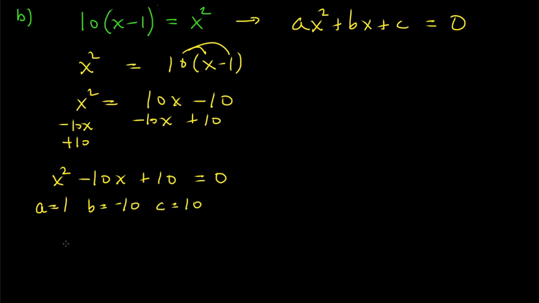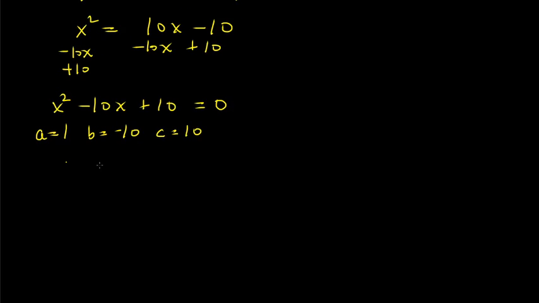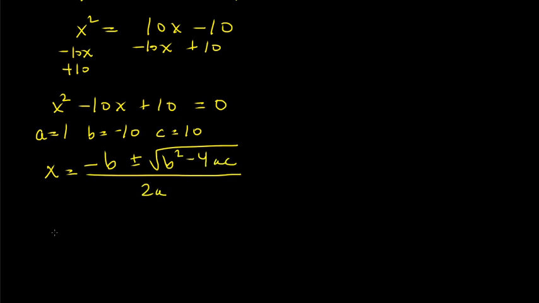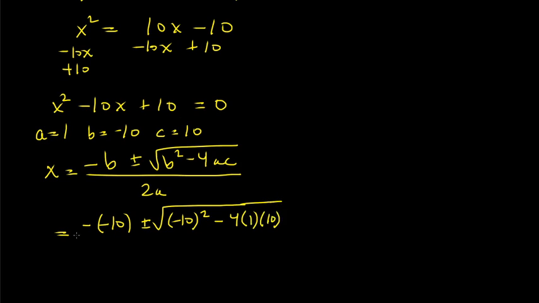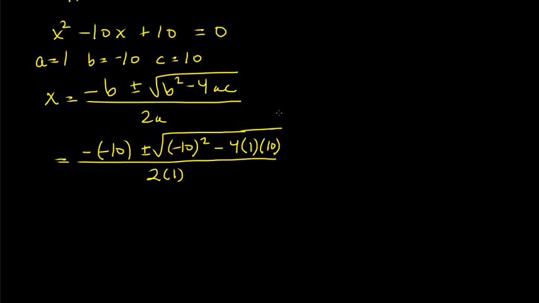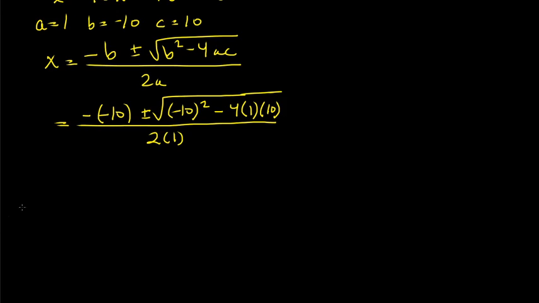So plug these into the quadratic formula, which I will write down again. Negative B plus or minus the square root of B squared minus 4AC all over 2A. And now just plug in the numbers. Negative B is negative negative 10 plus or minus the square root of negative 10 squared minus 4 times A, which is 1, and C is 10, all divided by 2 times 1. So those are the answers. Now let's just simplify all this.